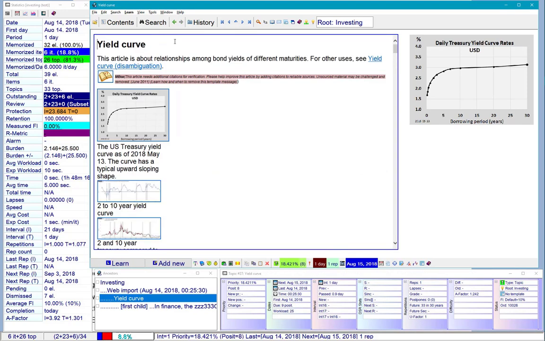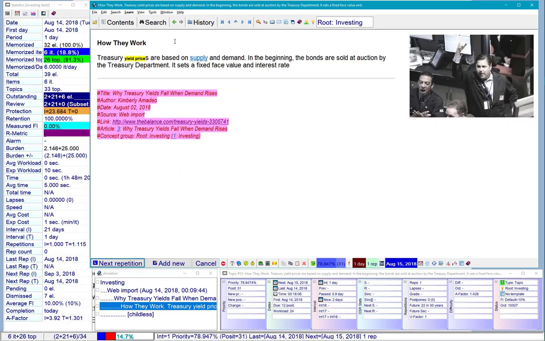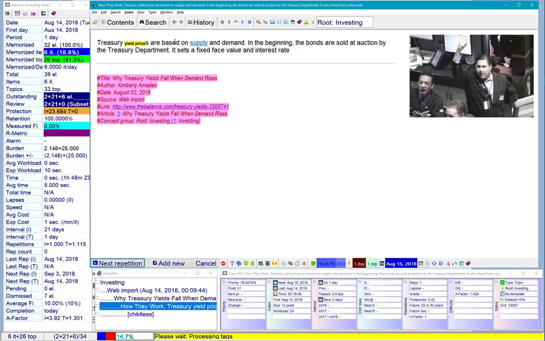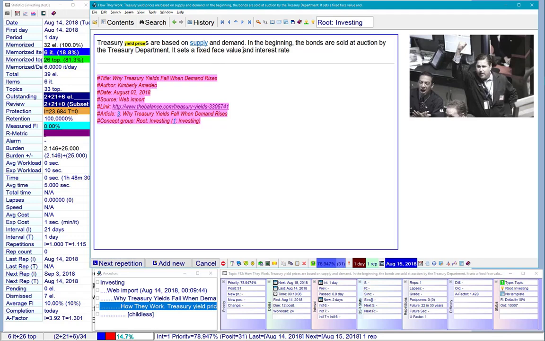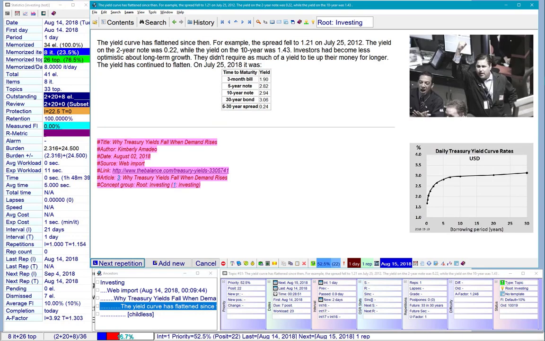And this is about yields, yield curve. Oh, maybe tomorrow we do it again. How do treasuries work? Treasury yield price is based on supply and demand. And the bonds are sold at auction by the Treasury Department at a fixed price. It sets a fixed value on an interest rate. Didn't we already memorize this? Some redundancy again, probably. The yield curve has flattened since then.